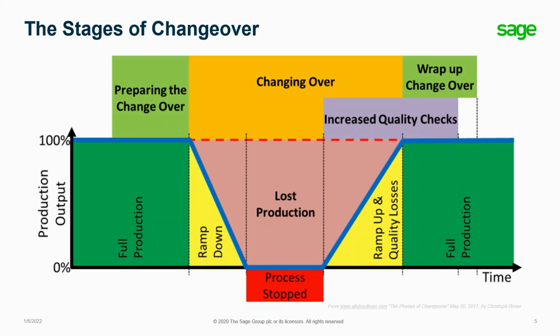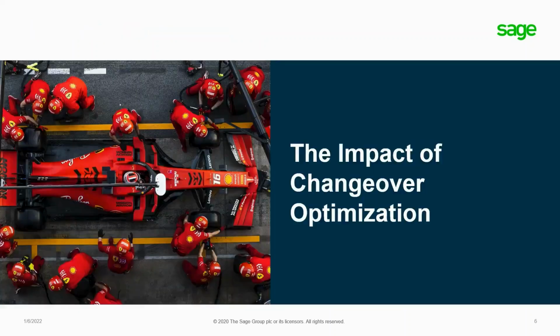This is illustrated in the diagram by the ramp down, process stopped, ramp up, and quality loss. You also lose additional production time in the form of the pre- and post-changeover steps, as well as the actual changeover itself. This is illustrated in the diagram by the preparation, changeover, wrap-up, and any subsequent quality checks. Reducing the overall time spent on changeover by recognizing and improving all stages ends up saving time and money while improving throughput.